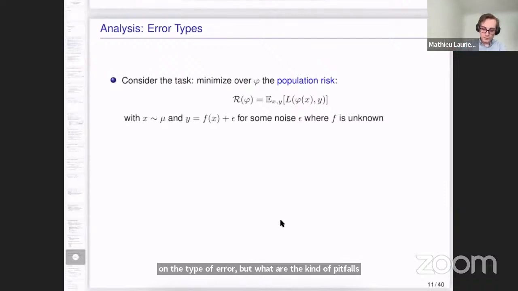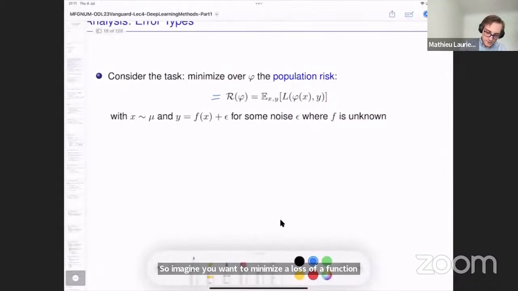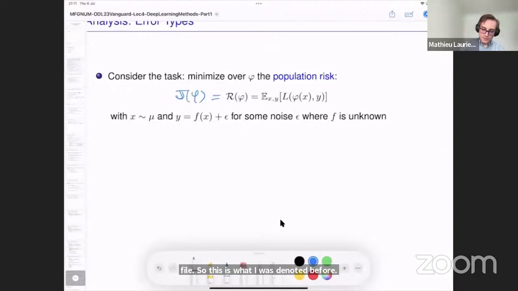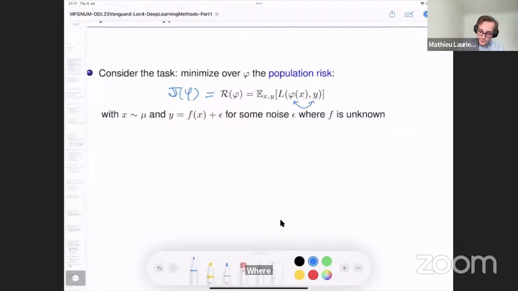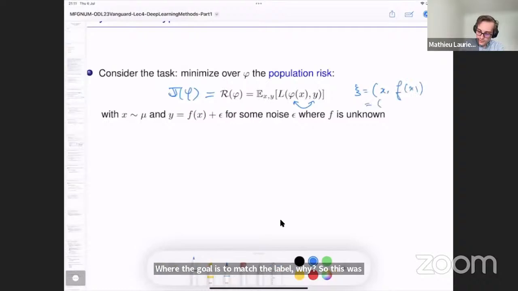So imagine you want to minimize a loss of a function phi. This is what I denoted before J phi, but here I call it population risk, so I use the notation R. And you see, I take the example of a regression where the goal is to match the label Y. So this was my notation before: C is equal to X and f of X, or you can denote it X and Y, but the function f is unknown, and you would like to learn it implicitly by looking at the images Y associated to X for many different pairs of X and Y.